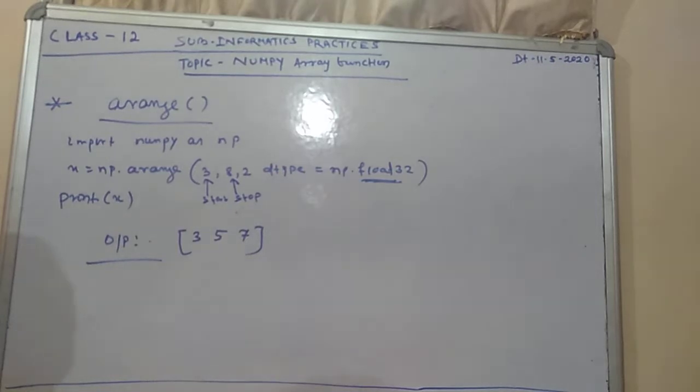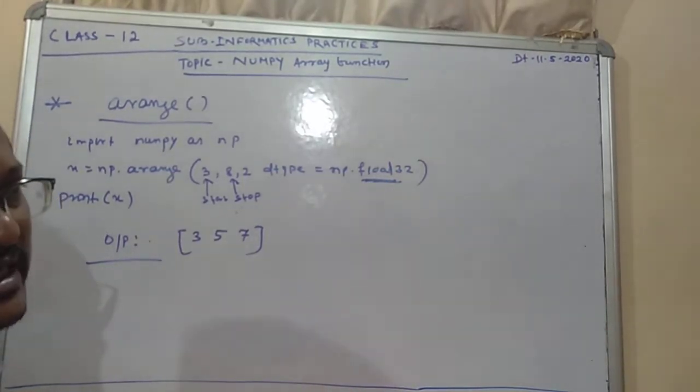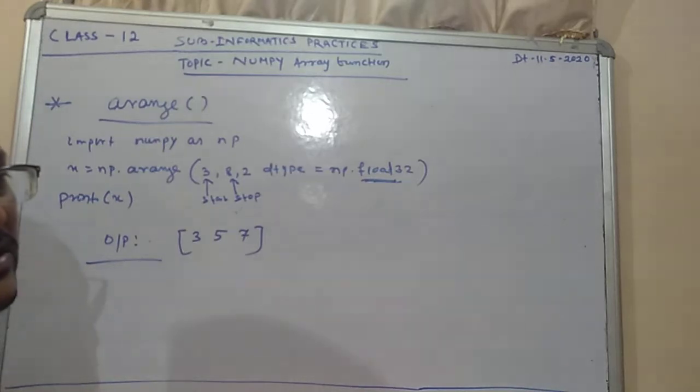Okay. One more example you can also write. Here float32 is written. Instead of it you can also write an integer value. That is your what? What you have written before. What have you written before that?